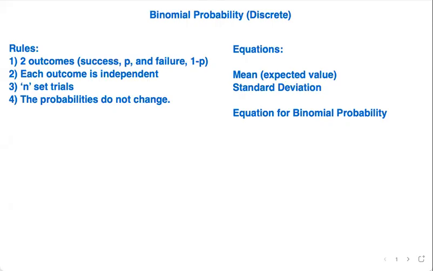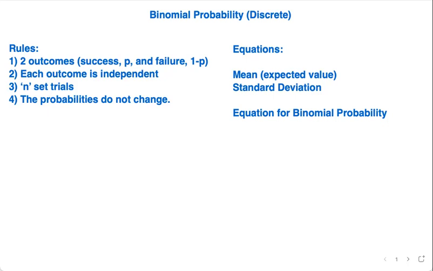Binomial probability is a specific type of discrete probability. It's countable, and there are 4 rules that are associated with it that you have to know. First of all, there can only be 2 outcomes called success, P, and failure, 1 minus P. So like maybe heads and tails. Either it happens or it doesn't.